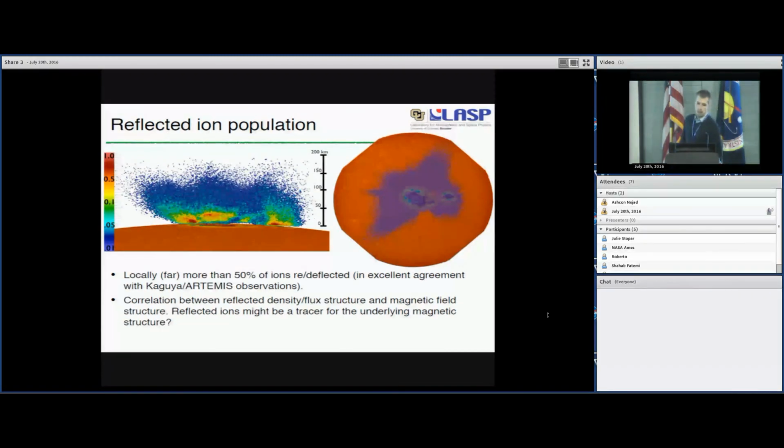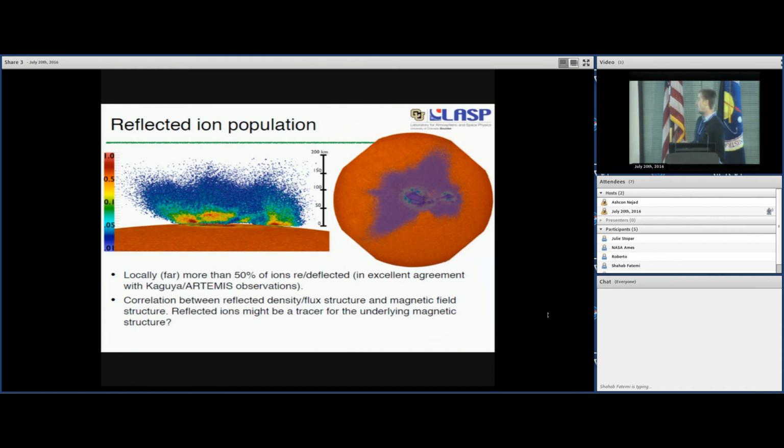One extra thing I would like to show you is what happens if you look at the reflected ions, because hopefully this is something we can observe, right? You find quite a complicated structure, but if you add it all up, you see that at some spots more than 50% or even almost 100% of the ions are unable to reach the surface, which is in excellent agreement with what Kaguya and Artemis observed.